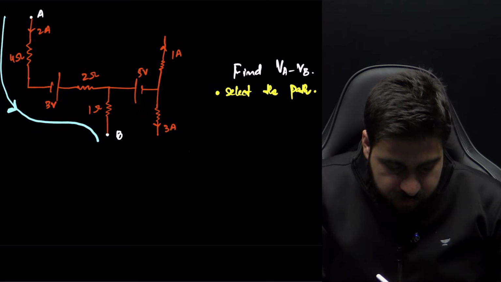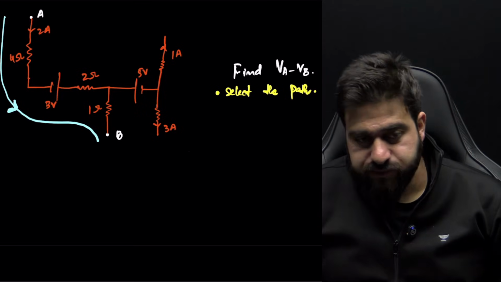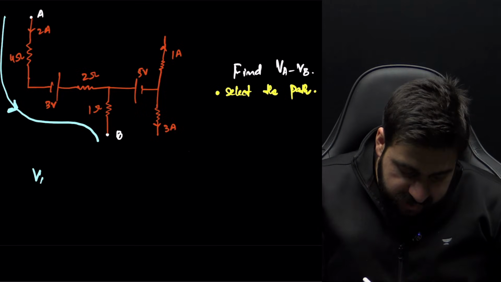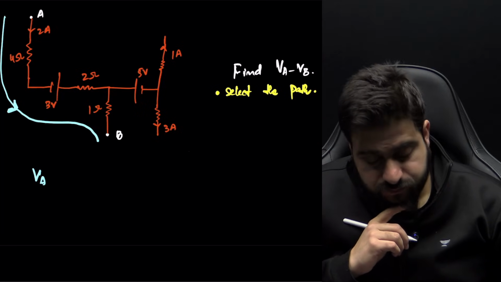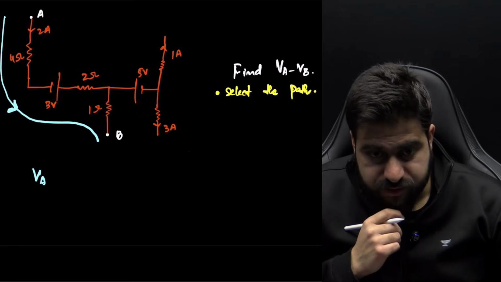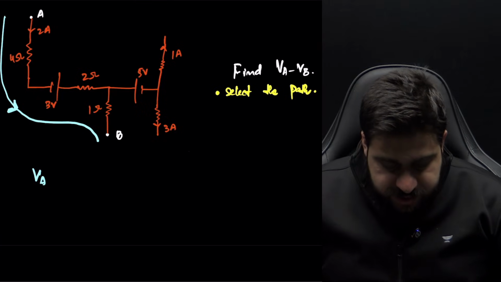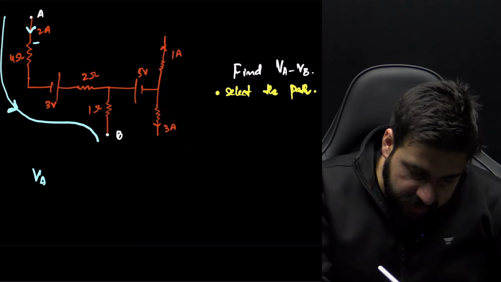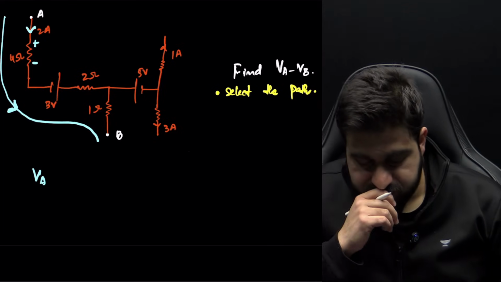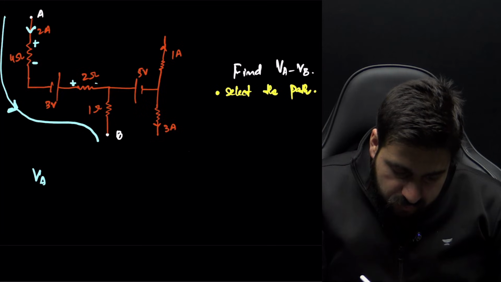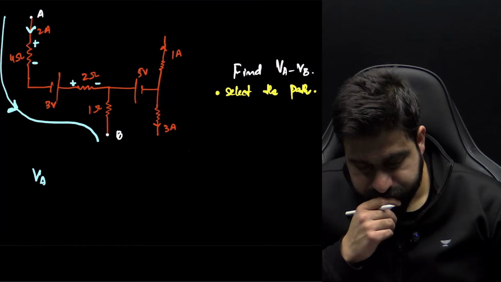This has to be your path from A to B, and you have to write the potential drops. What is the potential of point A? That is VA, first one. Then, my dear NEET aspirants, this is the direction of current. Current always flows from higher potential to lower, so that's why I'm saying plus minus.